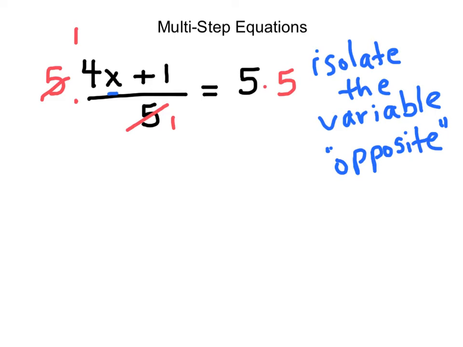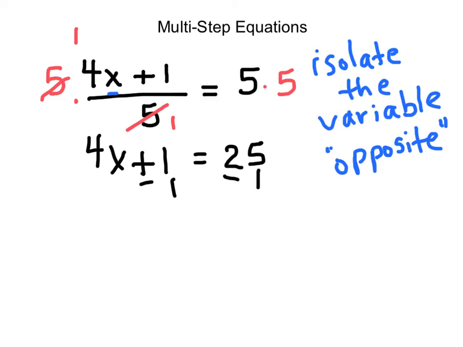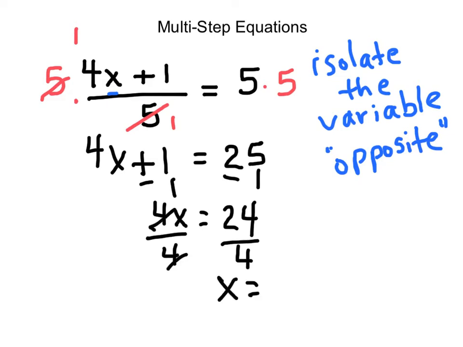So that would leave us with 4x plus 1 on the left, and then 5 times 5 is 25. Okay, now our multi-step equation becomes a two-step equation. The next step would be subtract 1 from both sides. So 4x would equal 24. And then our last step is undo multiplication by dividing. So we get the answer x equals 6.